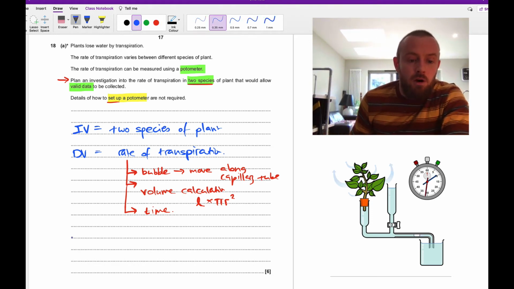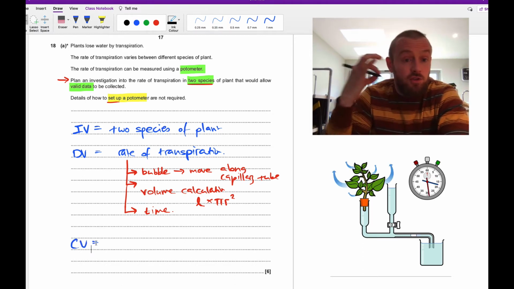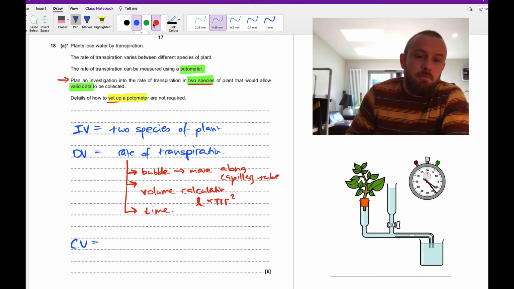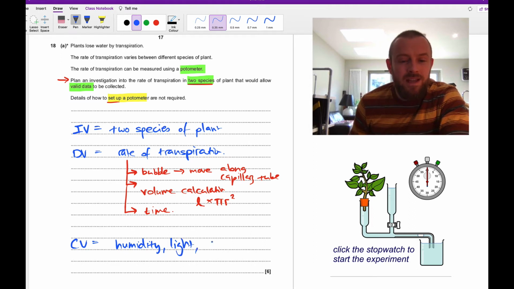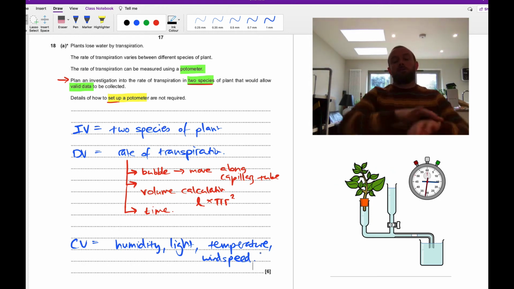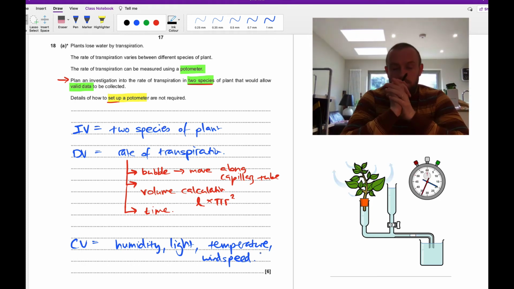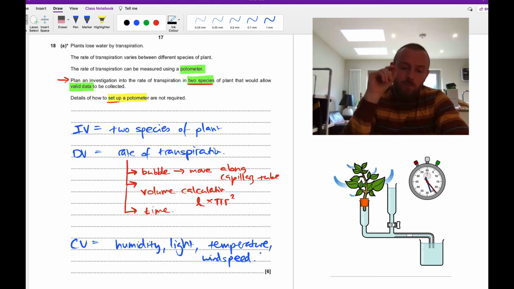There's also going to be a lot of marks here for talking about control variables, aren't there? If we're just trying to look at the 2 species, the control variables are very important. So what things might affect the rate of transpiration? Well, we've got humidity in the room. We've got light intensity. We've got temperature. And we've got wind speed. Okay, so if we can get an answer that kind of covers all those different things, then we're on the right track.